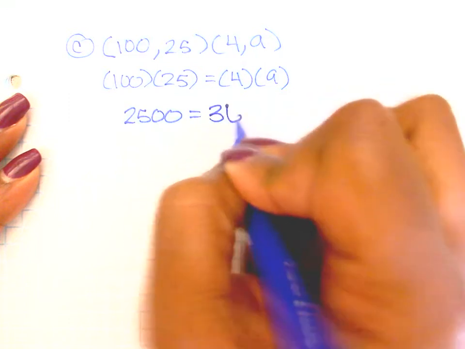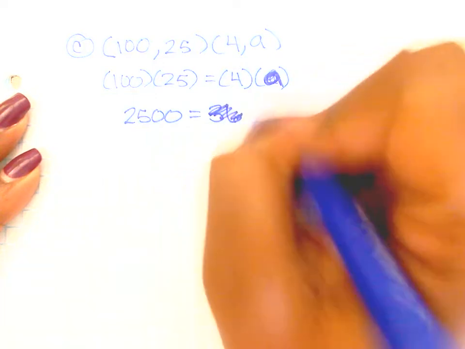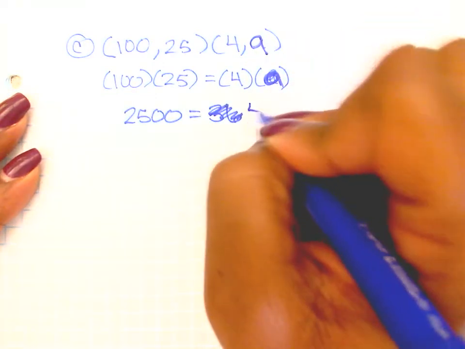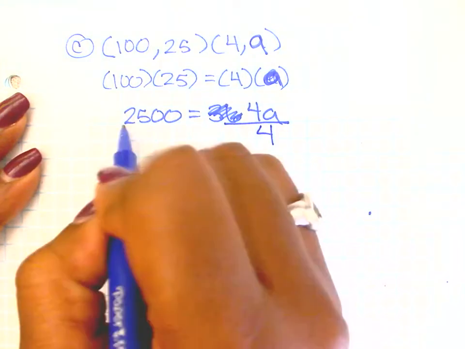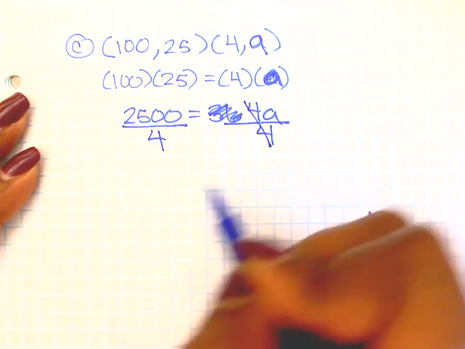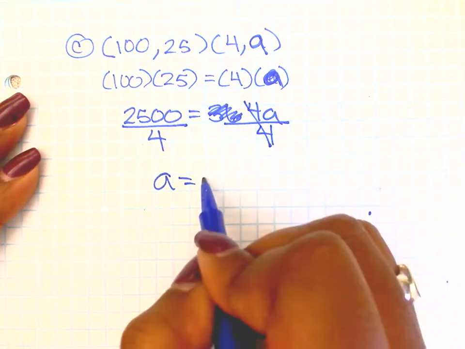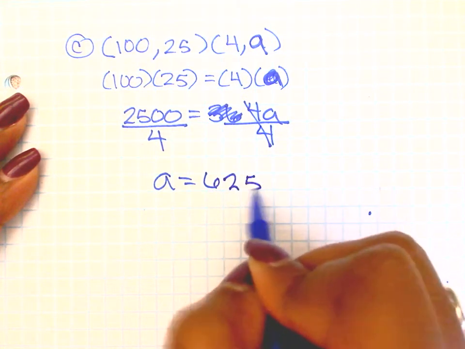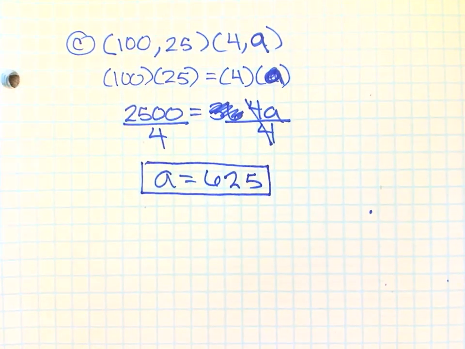Good. Oh, whoops. That's an A. Sorry. 4A. A's and 9's look alike sometimes on graph paper. Okay, so then I divide both sides by 4 to get A isolated. A equals 2,500 divided by 4, 625. And that's my answer.